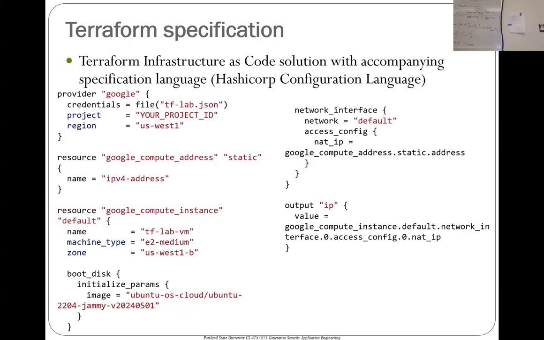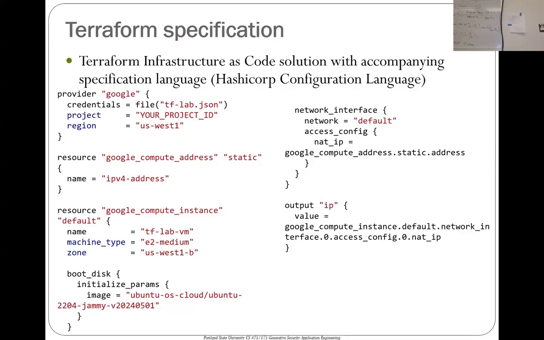This is the name, the machine type, the zone. This is the boot disk that is going to back this machine. And in this case, it's Ubuntu. So if you've ever deployed a virtual machine on Google Cloud, you get to select your operating system. In this case, I use the default ubuntu-os-cloud 2204, that's the image name. And then you can specify the network interface on this instance to be that static address that you defined here.